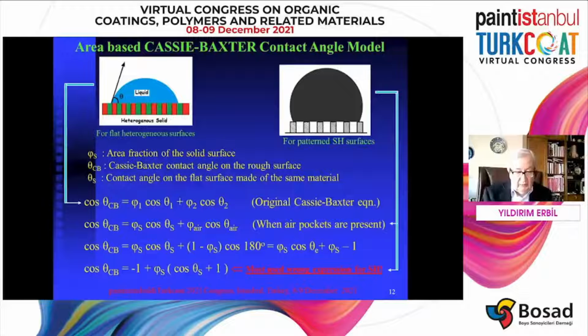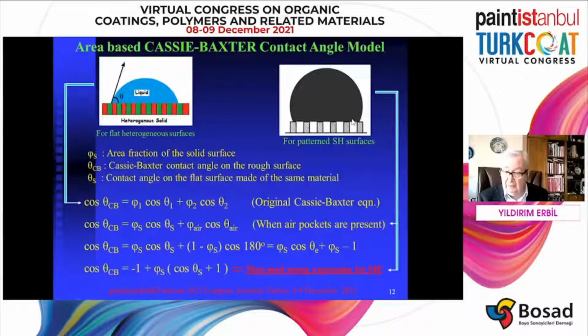Now it means that while the droplet is moving on the surface, every green and red part interacts with the liquid molecules with different strength, so they have different contact angles on the green part and the red part. The Cassie-Baxter equation describes this situation, and they use the area fraction for the solid surface.